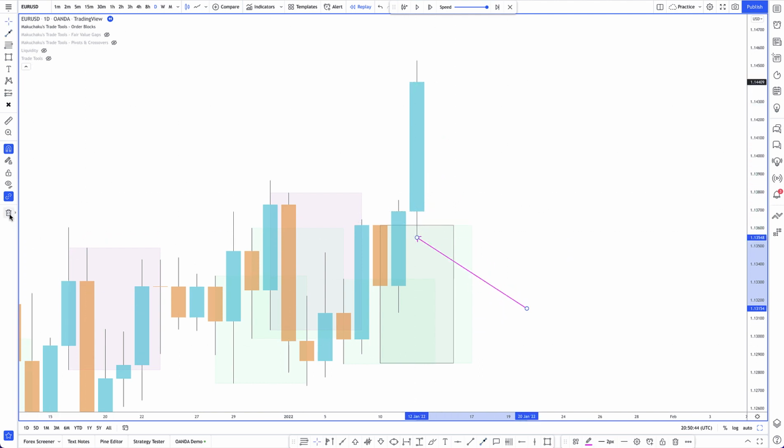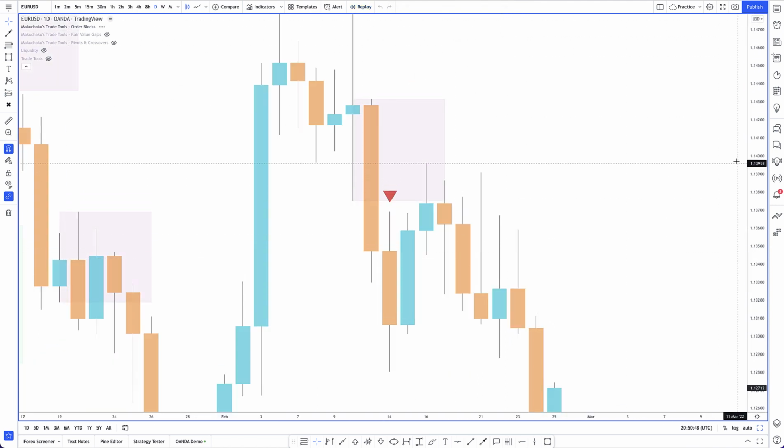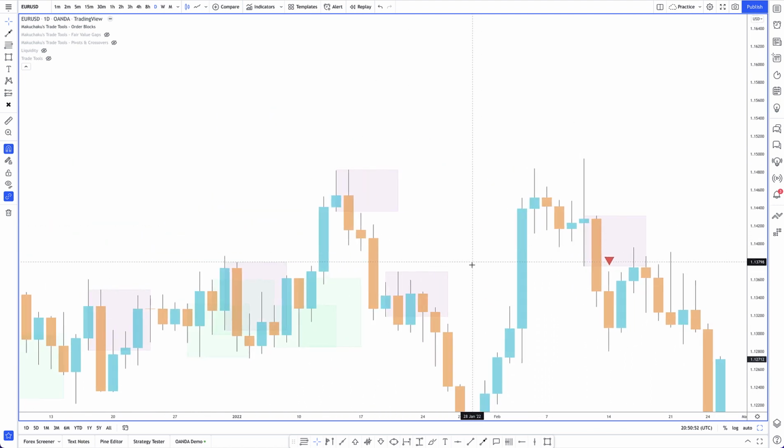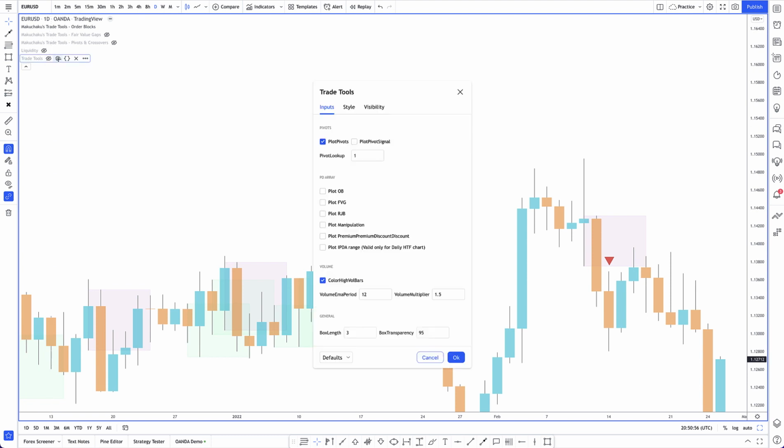So why is understanding mitigation important? Going back to our example of what really is a rejection block, let me open up rejection block.